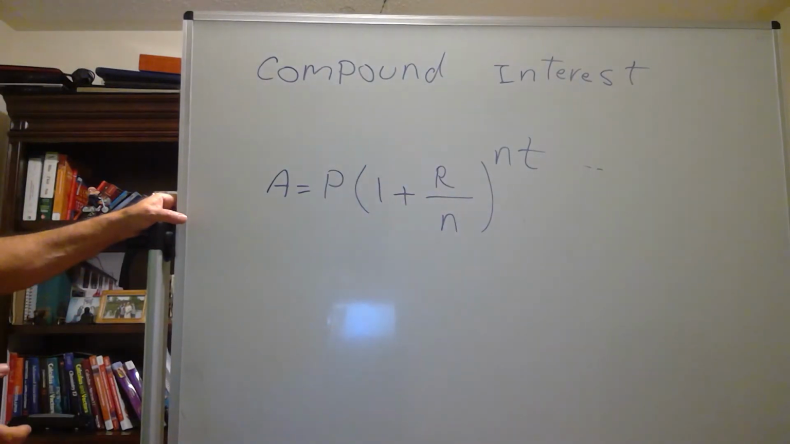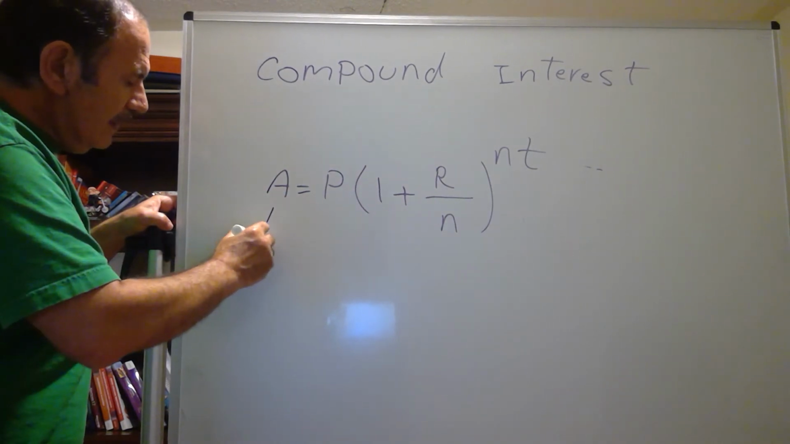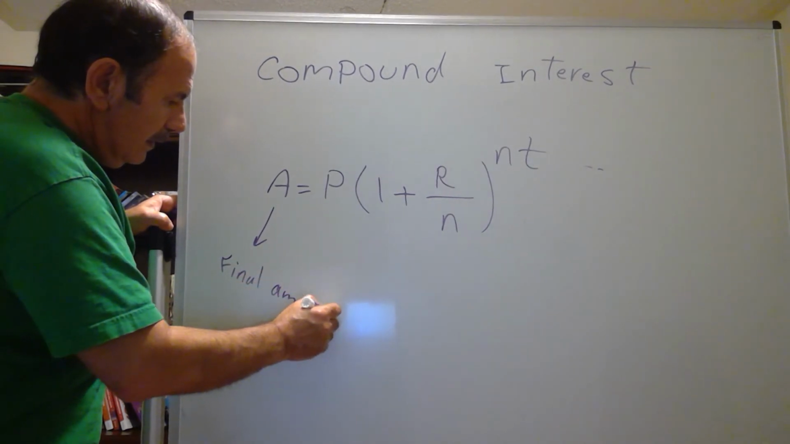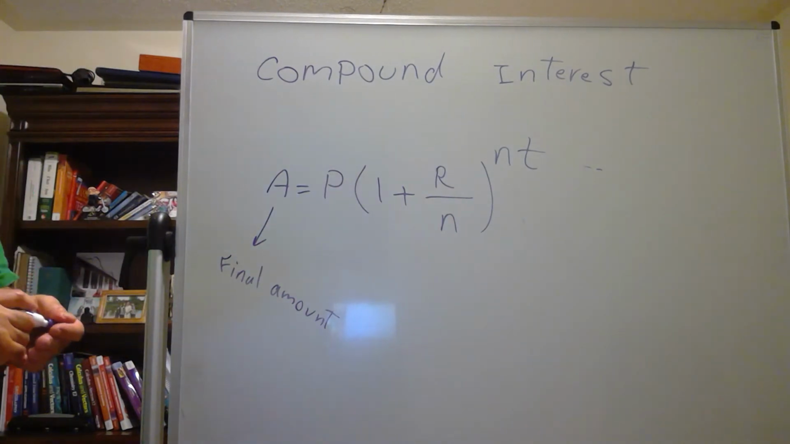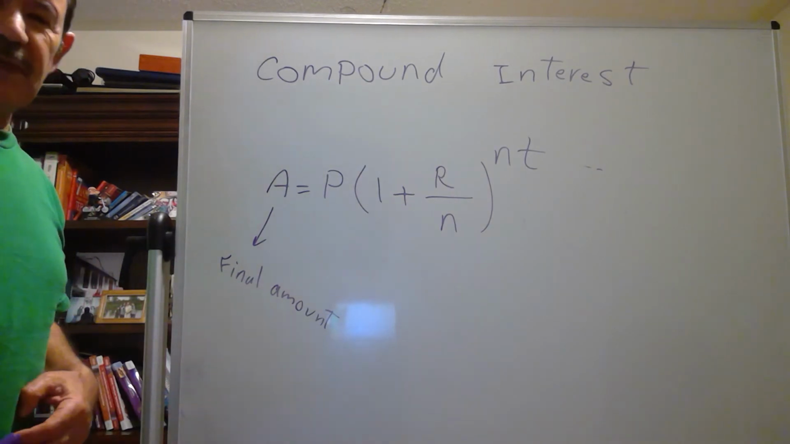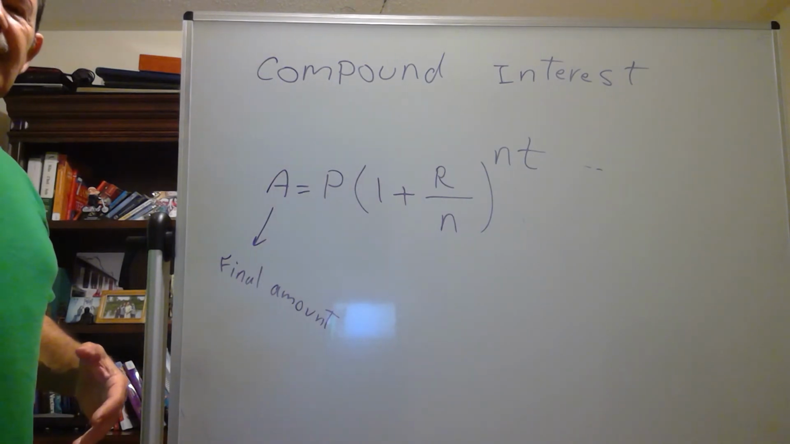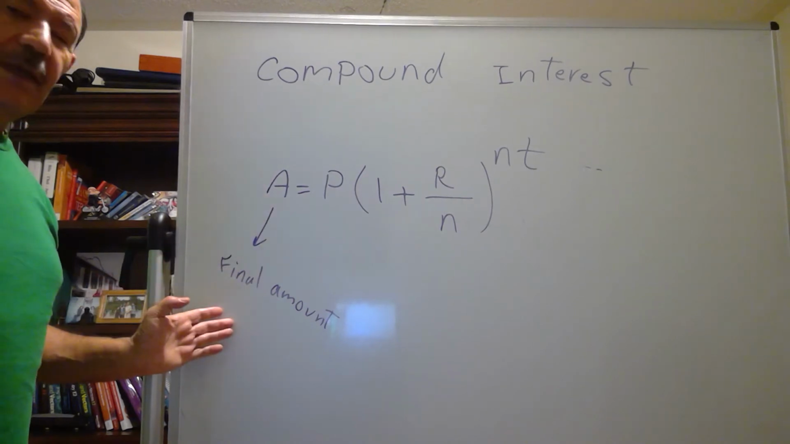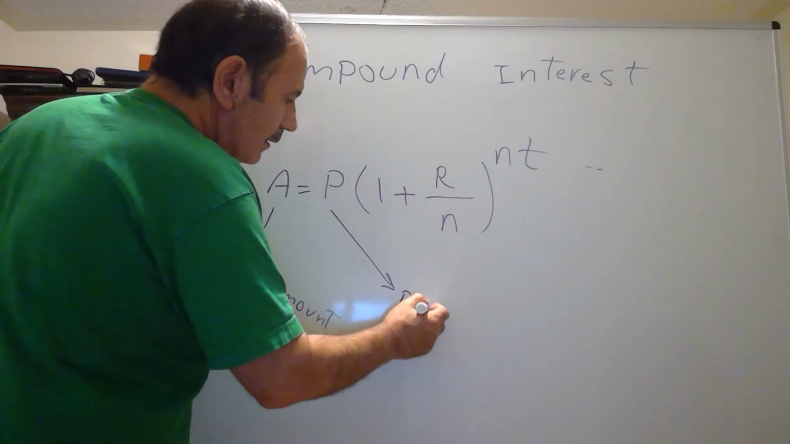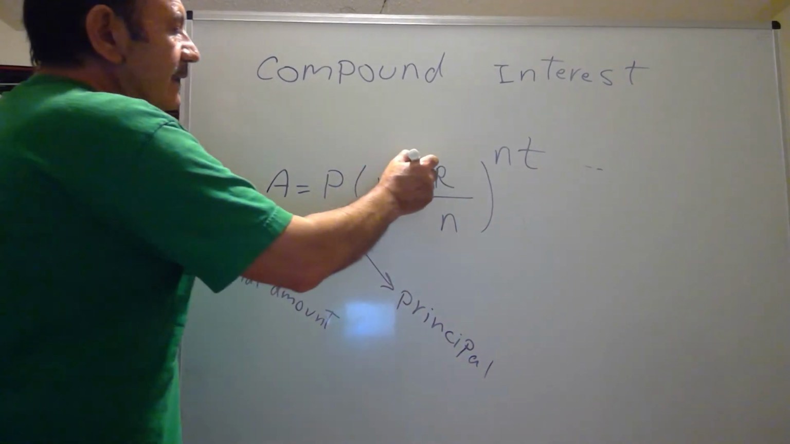I will explain what each of these variables is and what its name is. This part, A, is the final amount. It means if I invest $10,000 in a savings account, let's say after 10 years, how much am I going to receive? The 10,000 plus the total interest that is added to my initial value. This is shown by the final amount. P is the principal value or the original value. R is the annual rate.